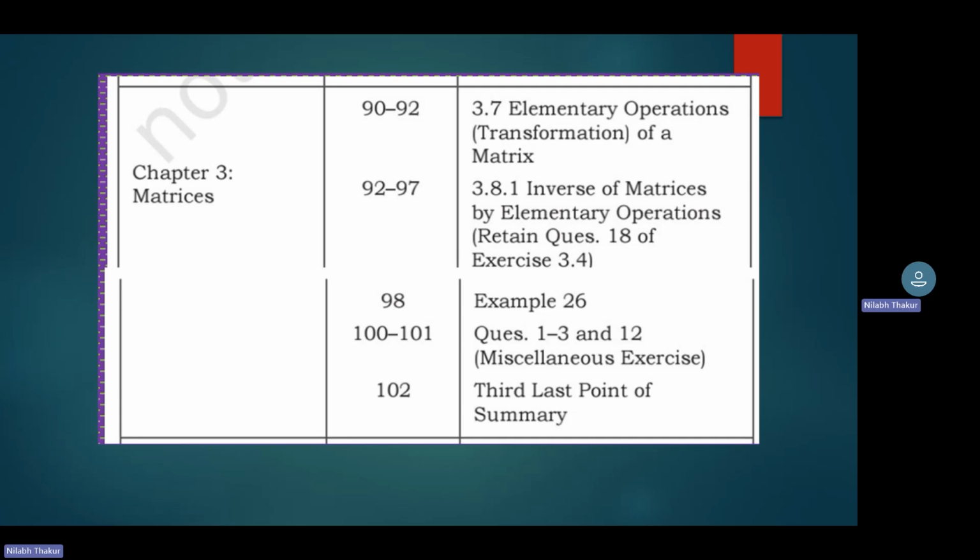Example 26 from page number 98 has to be skipped. From the miscellaneous exercise, page number 100 to 101, question number 1 to 3 and question number 12, you can skip. And in the summary, I'm again advising you to revisit the third last point of page number 102 of chapter number 3. These are the topics, subtopics, page numbers and question numbers that you can skip.